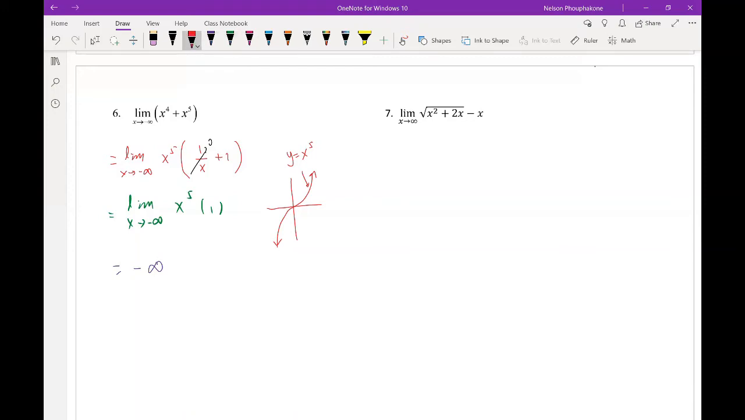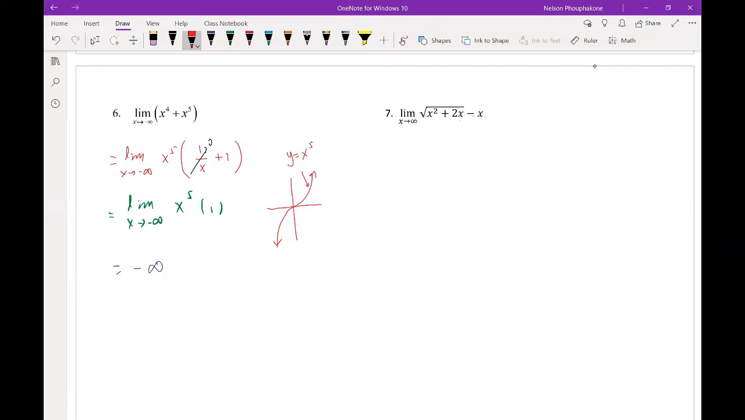Okay, so for number 7, how do we approach this problem? One thing is, if you plug in infinity, we will have infinity squared plus 2 times infinity, meaning this is infinity, and then we minus infinity. In this case, we have infinity minus infinity. It seems the answer might be equal to 0, but actually this is not the case. When the expression goes to infinity, we cannot just use the simple addition and subtraction rule.